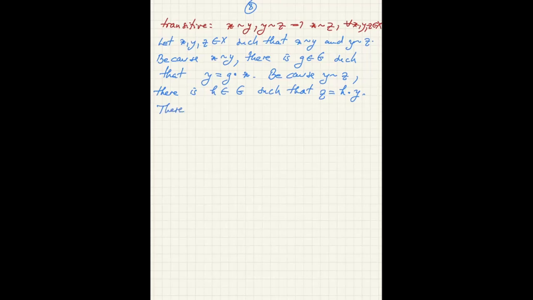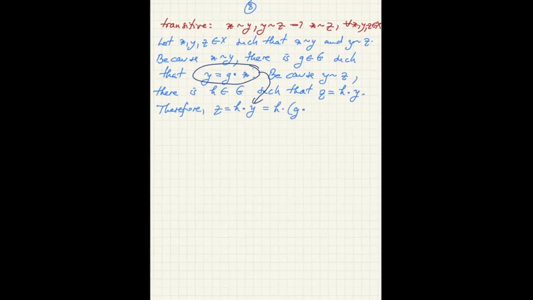So we have, therefore, Z equals h acting on Y, and then we take the Y from here and plug it into here, and we get h acting on g acting on X, and it's h times g acting on X, and h times g is an element of G, and hence this means that X is equivalent to Z. Okay.